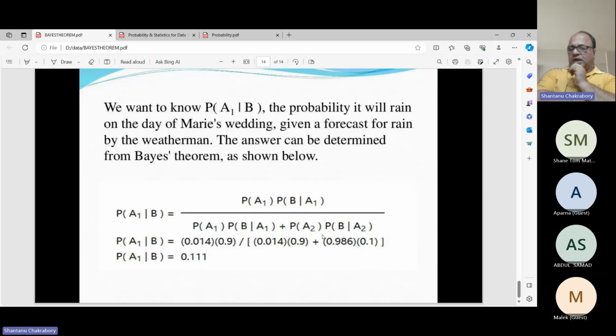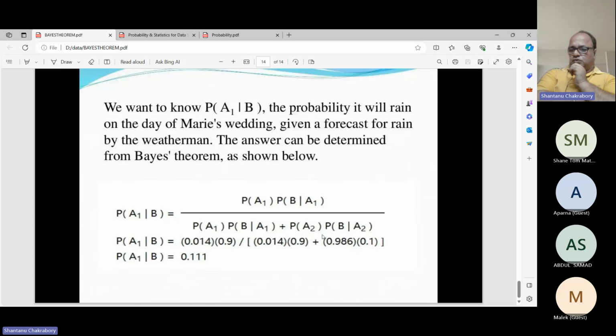The probability that it will rain on Mary's wedding, given a forecast of rain by the weatherman, can be determined by applying the Bayes theorem. What does the Bayes theorem suggest?